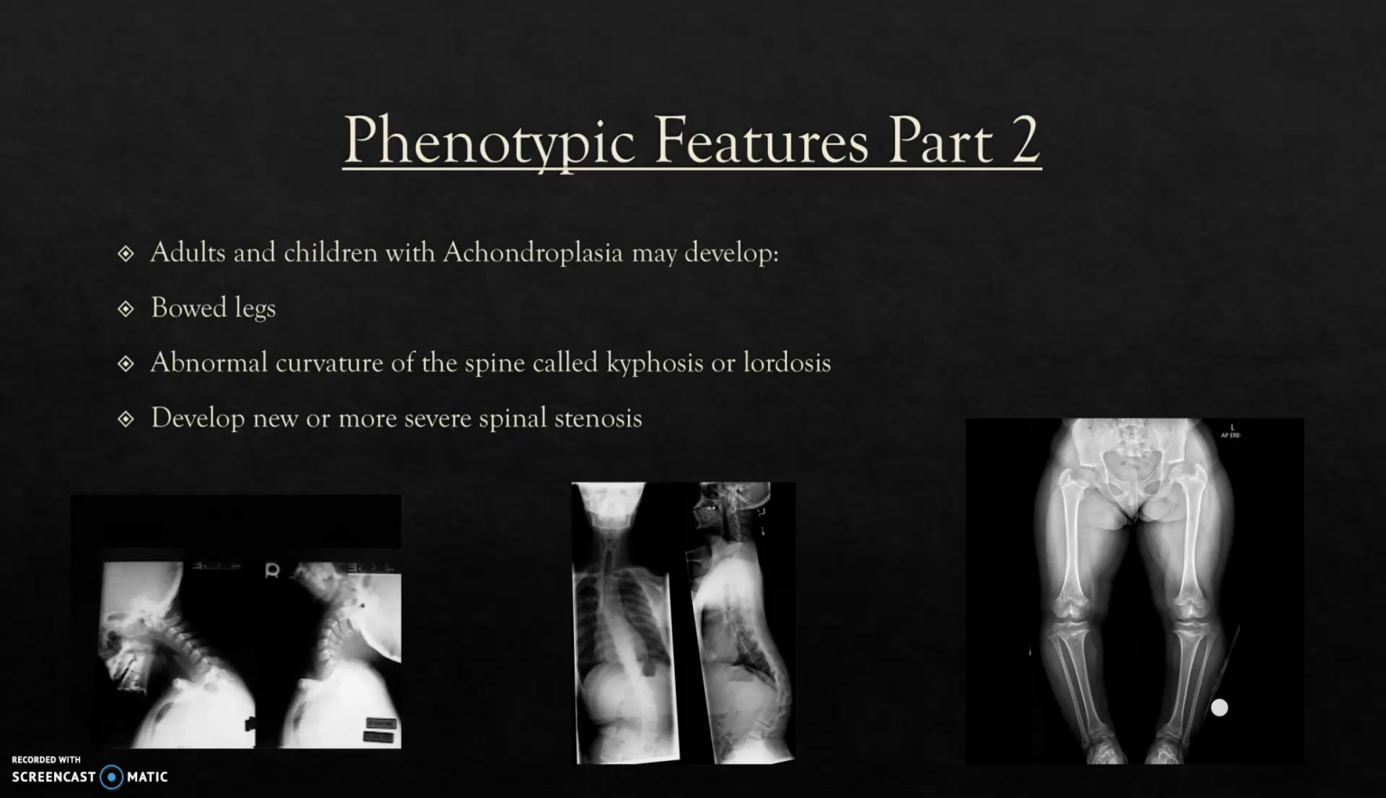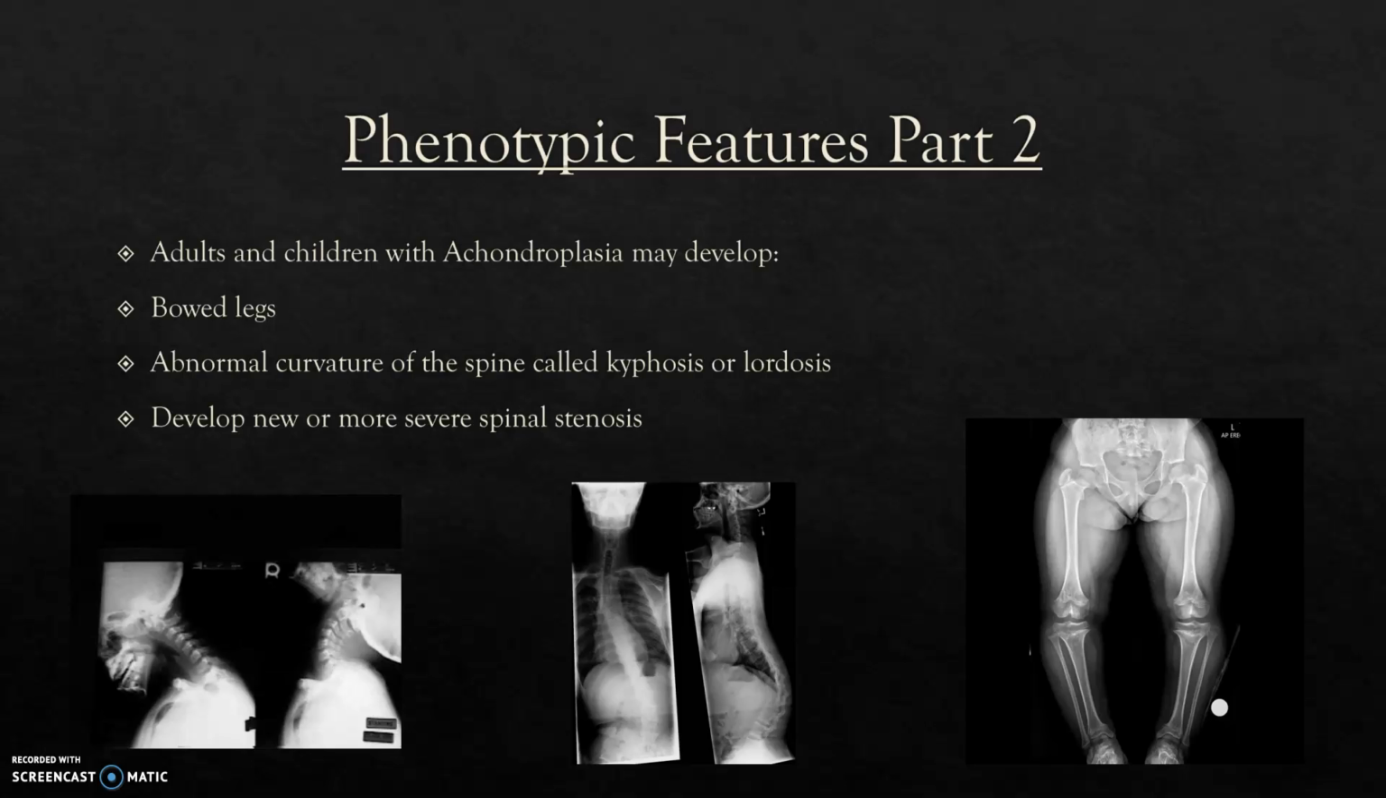Phenotypic features part 2. Adults and children with achondroplasia may develop bowed legs, abnormal curvature of the spine called kyphosis and lordosis, and they can also develop new or more severe spinal stenosis, as we talked about in the previous slide. So as you can see in these 3 pictures at the bottom, the first 2 pictures are people with achondroplasia and the abnormal curvature of their spine.